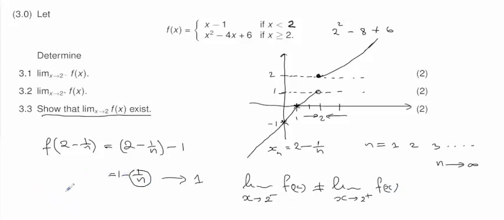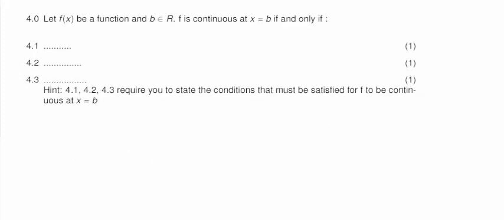Now, proceeding to exercise number 4. In exercise number 4, looking at the solution, of course, it says that f of b exists. You must understand that f of b exists definitely means that this value is defined. That's what it means.